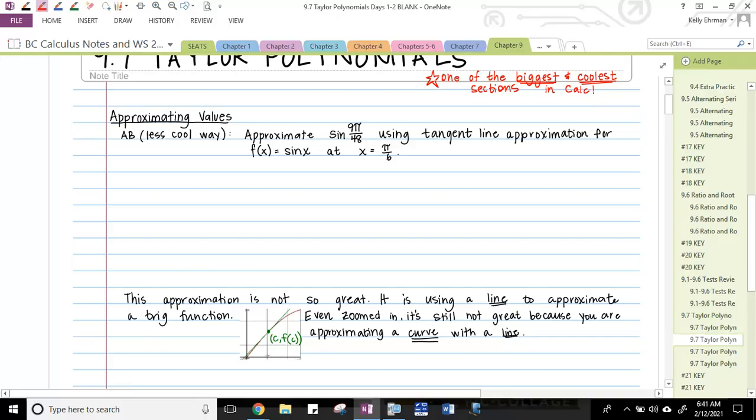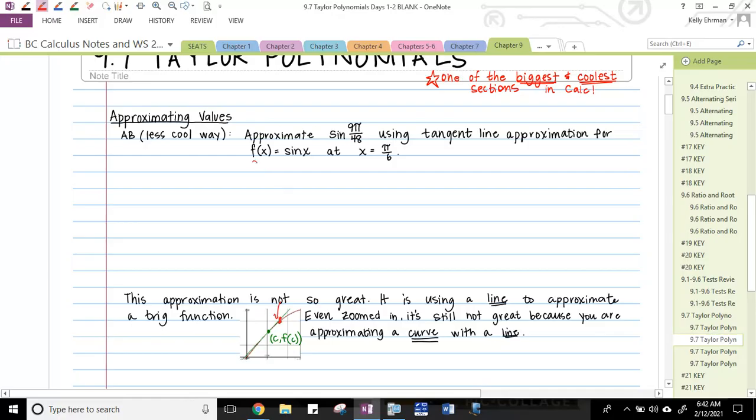I know the sine of pi over 6, but I don't know the exact value of the sine for 9 pi over 48. So I can come up with a tangent line approximation and say, well, 9 pi over 48 is pretty close to the point of tangency. If I use a line, here's a sketch here. If I use a line to maybe figure out what this point is, that's pretty close to what the actual point on the curve is.